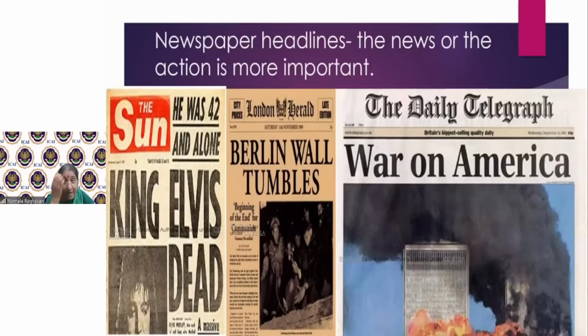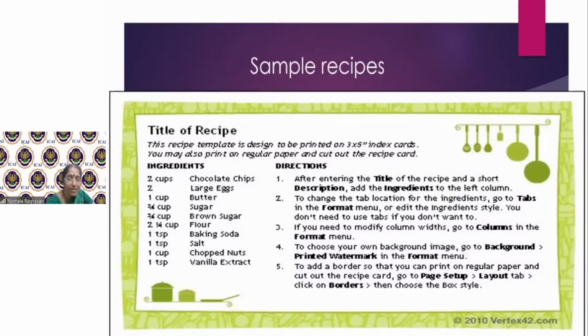So these are different headlines. Berlin Wall tumbles. War on America. Who's doing it is mentioned in the article, but the headline just says war on America. Now, sample recipes. Look at these recipes. After entering the title of the recipe and a short description, add the ingredients. You don't need to use tabs if you don't want to.